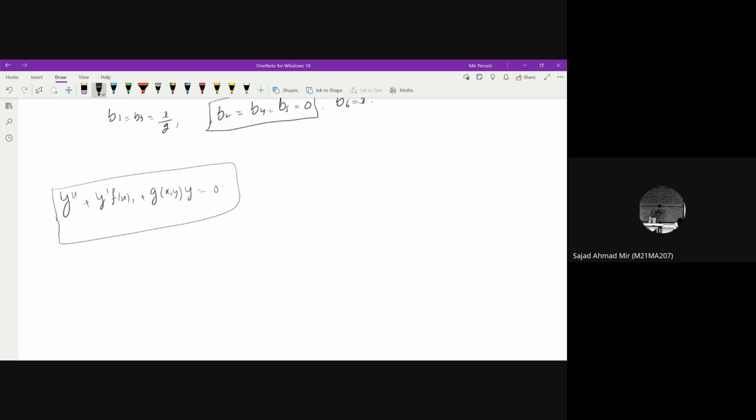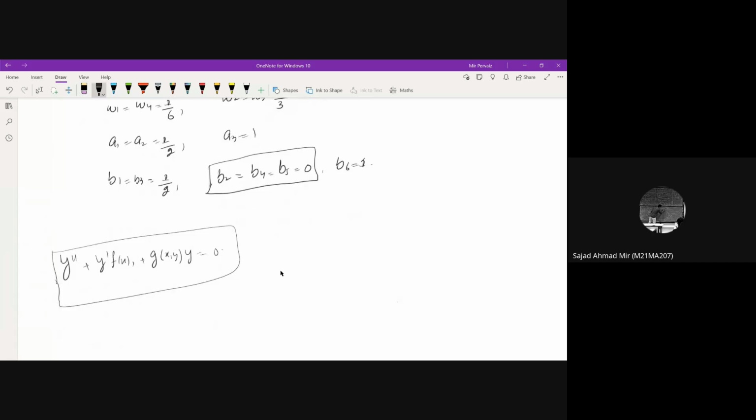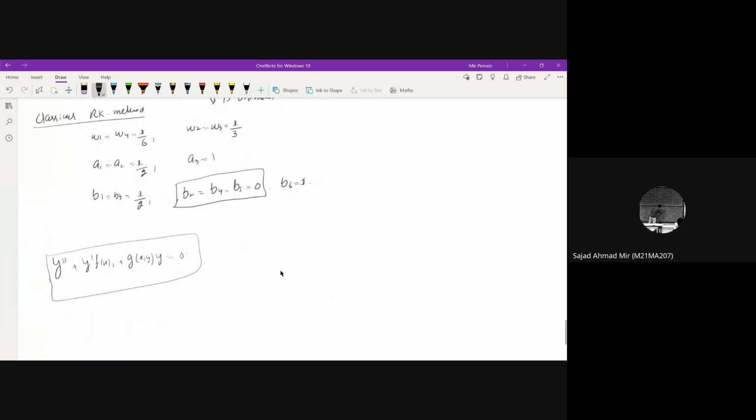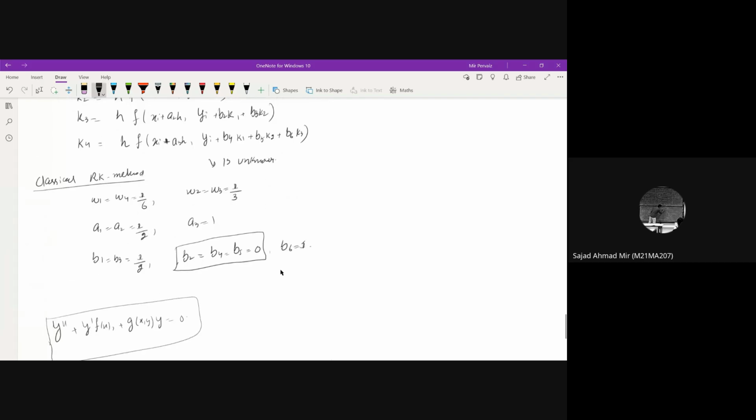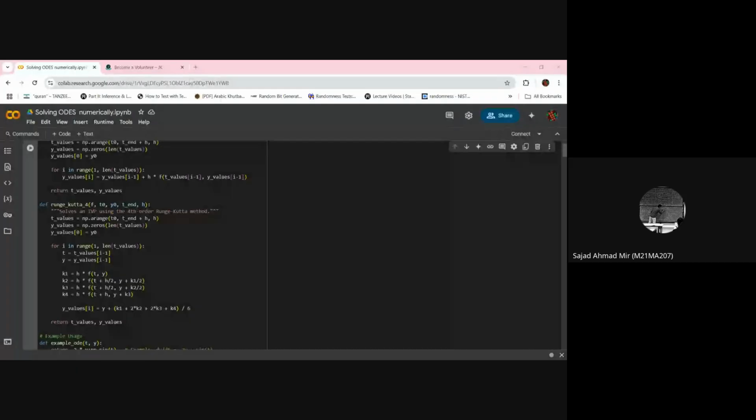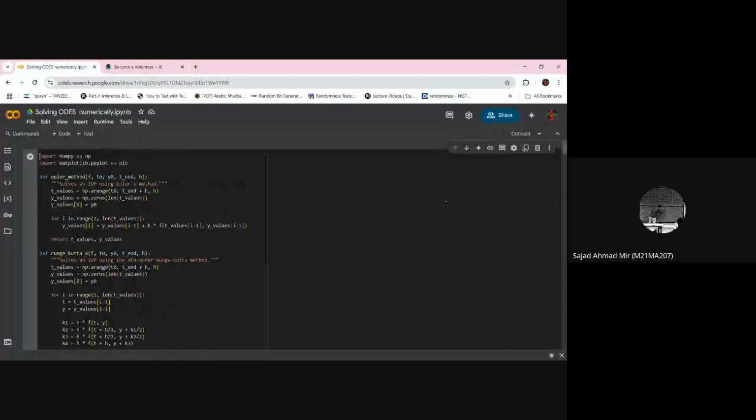Okay, so if you have any other doubts in this method, you can ask me. After that we will go for the coding part. I have written the code for this, where you can feed your differential equation and get the solutions. Now we will move to how you can do it in Python.